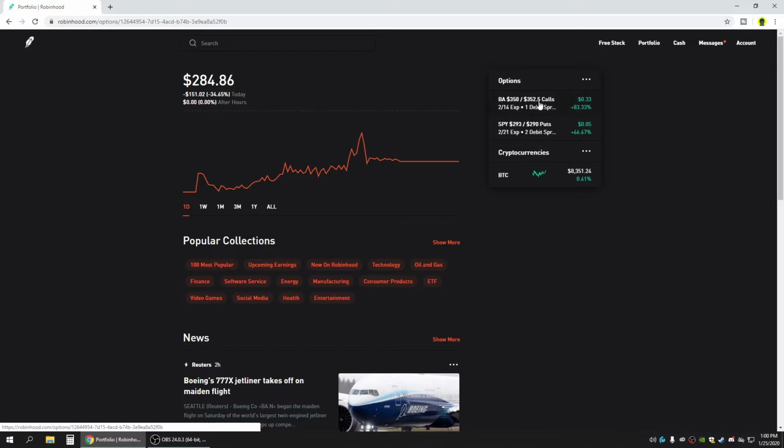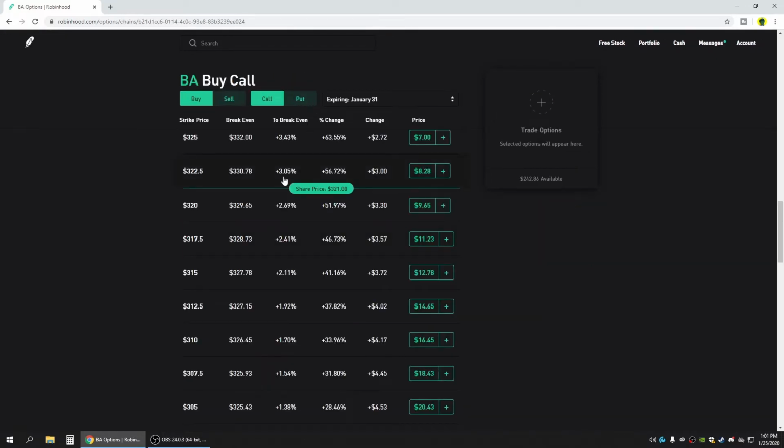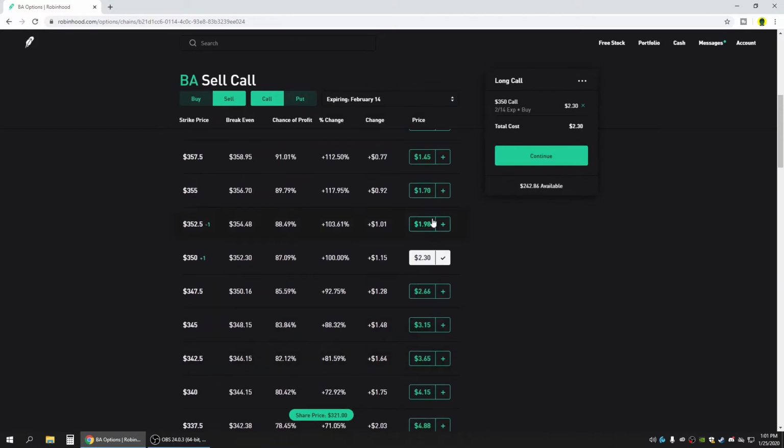So we have this Boeing debit spread right here to buy the 350, sell the 352.5 call. What this is saying is that if BA goes above 352.5, we're able to buy the shares at 350, and then we have to sell them to someone at 352.5. And when you're putting in a debit spread, as you'll see, we'll go in here and go to the one I have, and then you sell the one farther out of the money. Then it gives you a total cost.